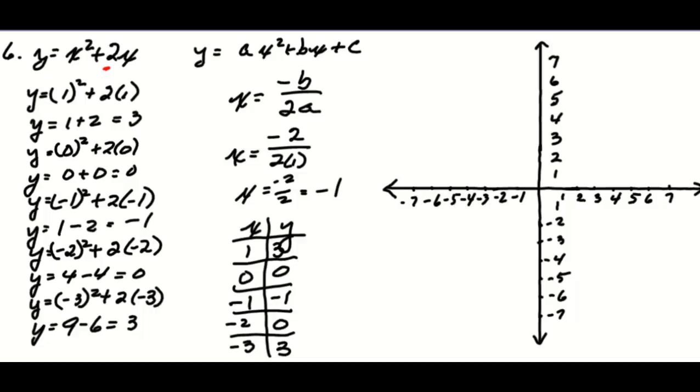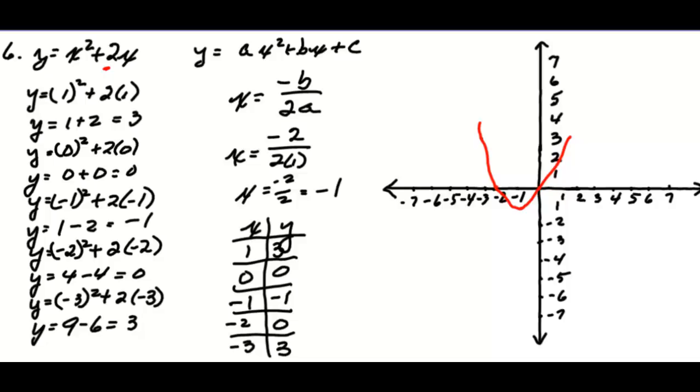So now we've got the points we can use to plot our quadratic equation. The first one is 1 and 3, so x is 1 and y is 3, and that's up there. Second is 0, 0, that's right at the axis. The third is -1 and -1, so that's there. The fourth is -2 and 0, and then the fifth happens to be -3 and 3. Then when we go to plot that, we're just going to connect these, and you'll have to freehand that.